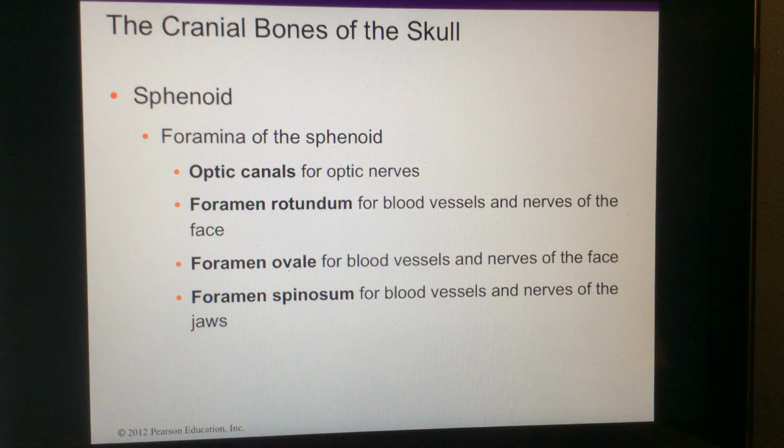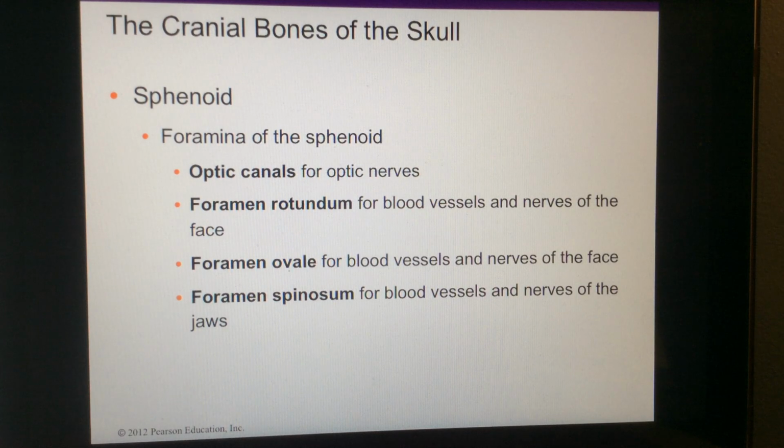Foramina that you're going to be looking for are the optic canals beneath the lesser wing for the optic nerves to go from the eyes to the brain. The superior orbital fissure, the foramen rotundum, the ovale, and spinosum all penetrate the greater wing. So the superior orbital fissure is going to contain blood vessels and nerves of the orbit. Foramen rotundum are going to be blood vessels and nerves of the face, with the ovale.